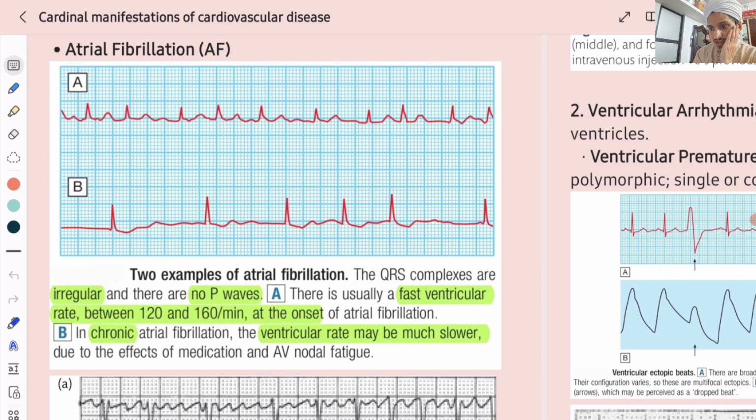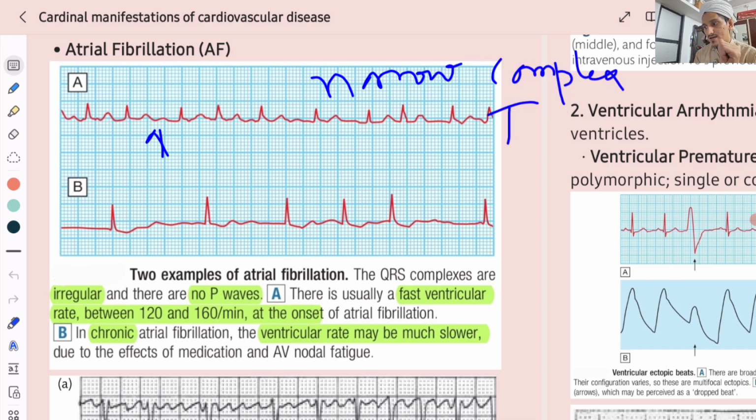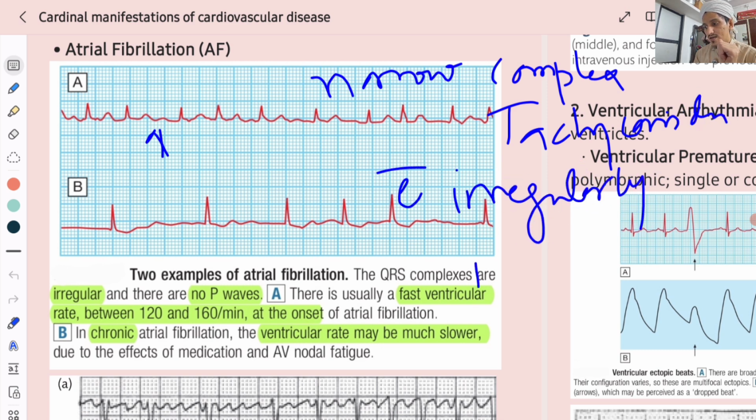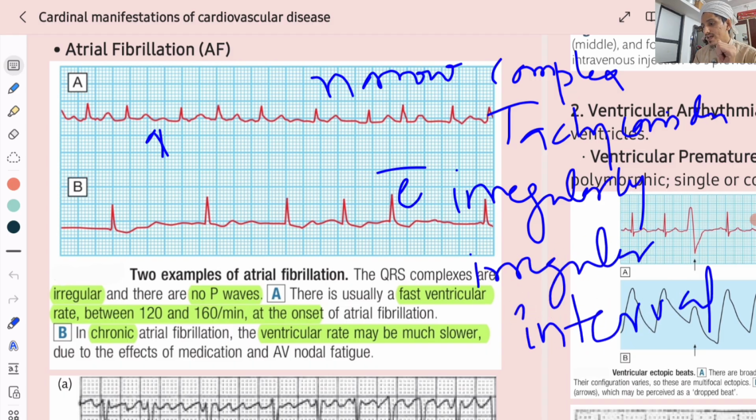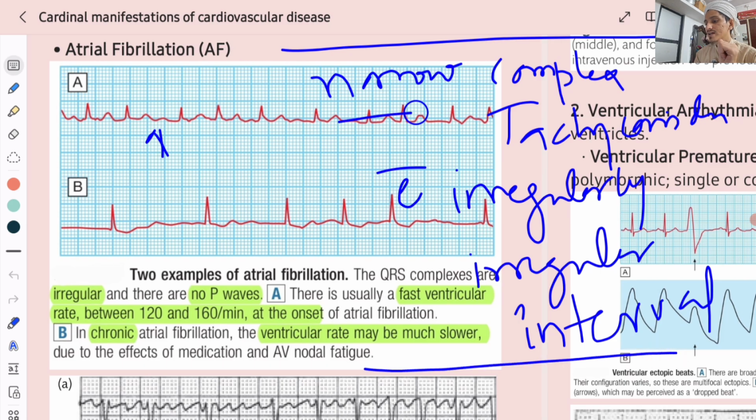See here, you will have a P wave. But remember, fibrillary waves are not the hallmark of AF. The hallmark of AF is narrow complex tachycardia with irregular interval. Irregular interval is the hallmark of atrial fibrillation: narrow complex tachycardia with irregular interval.